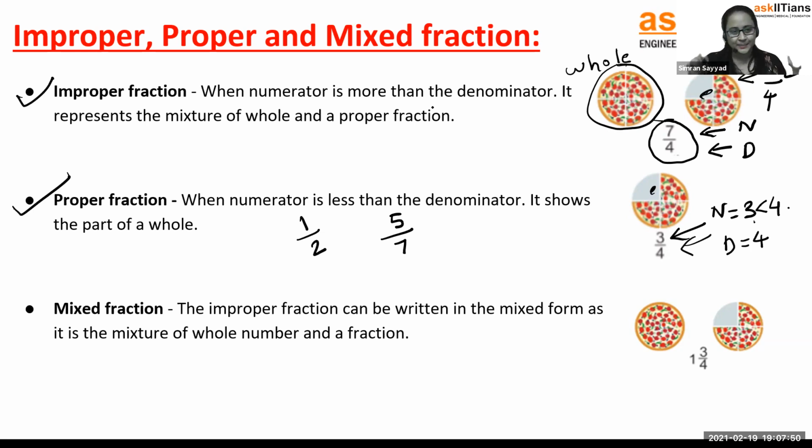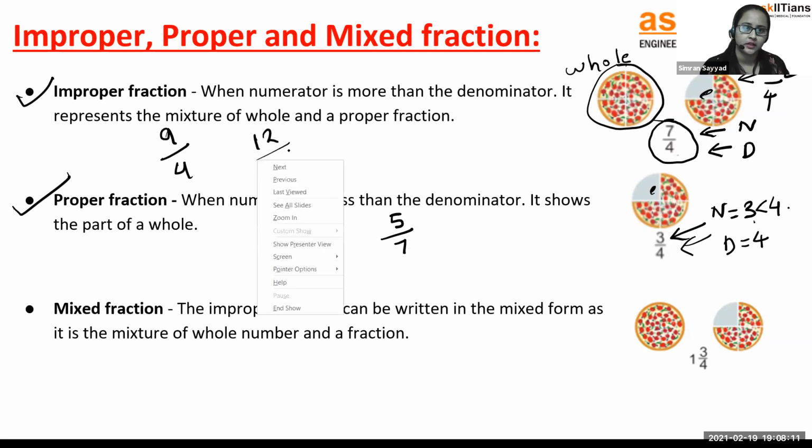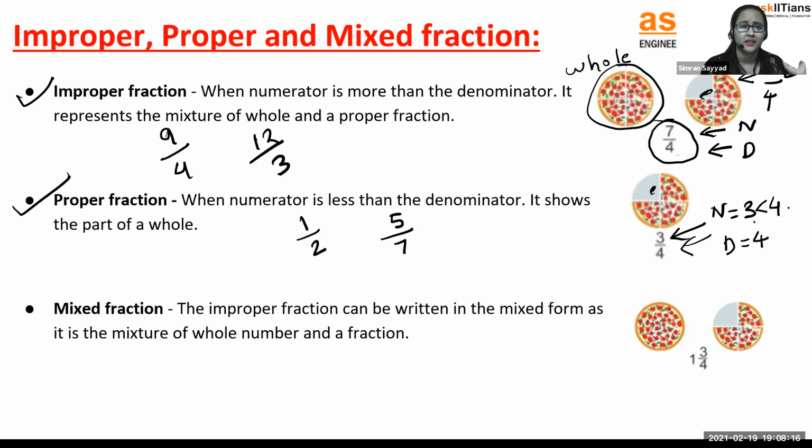So I think the concept of proper fraction and the concept of improper fraction is clear to you. Proper, numerator is less than the denominator. Improper, numerator is greater than the denominator. Let me give you some examples of improper, like 9 by 4, 12 by 3. Oh, sorry, not 12 by 3, we can reduce that. Let's say 5 by 2, then 7 by 3. So basically, the numerator is greater than the denominator.